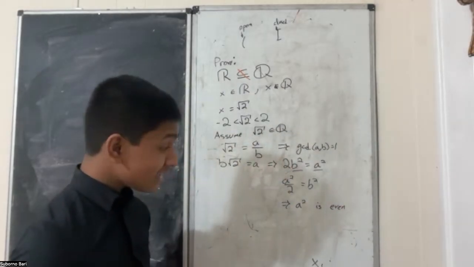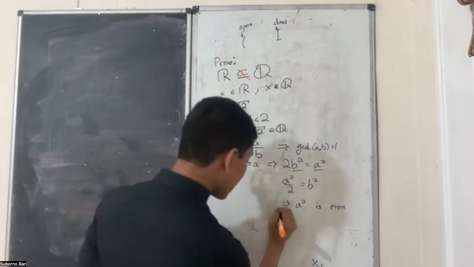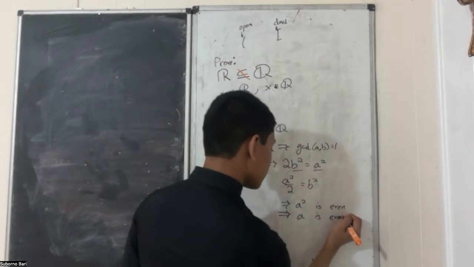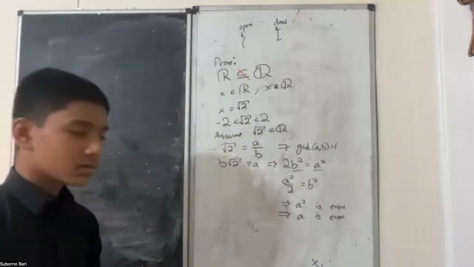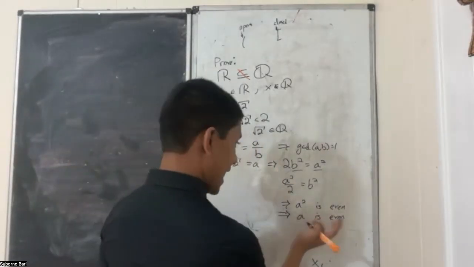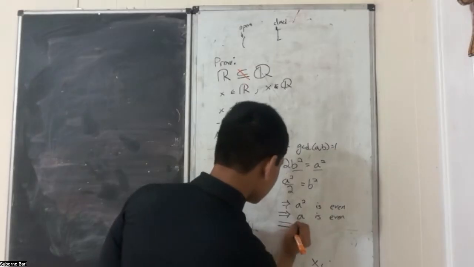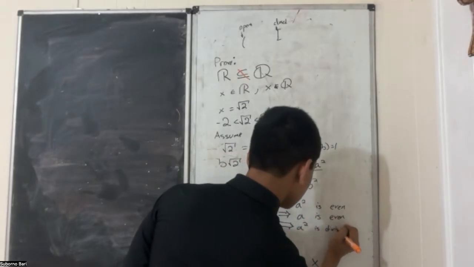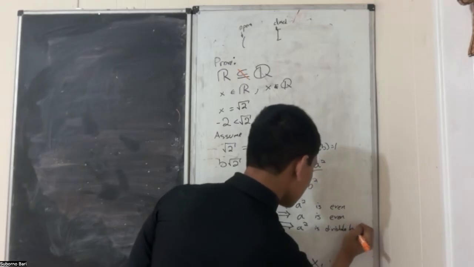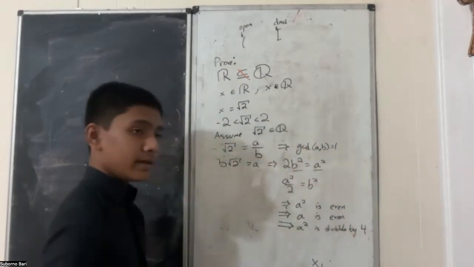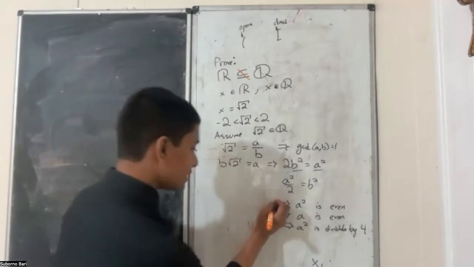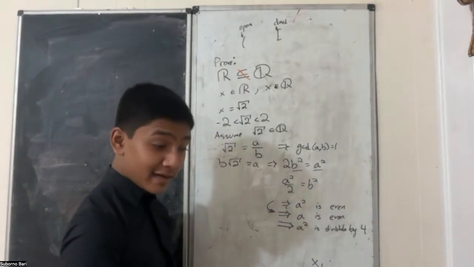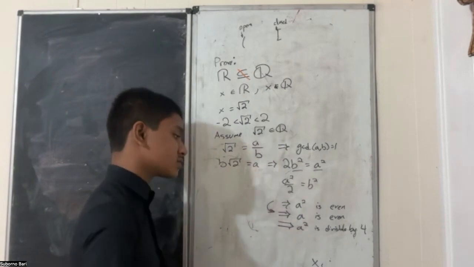But of course, if a squared is even, that implies that b squared is also even. Oh, a is even. And if a is even, that means a squared is divisible by 4. And actually, this step requires a little bit more proof, so I'll write it on my own. In real analysis, everything that's not immediately obvious requires proof.